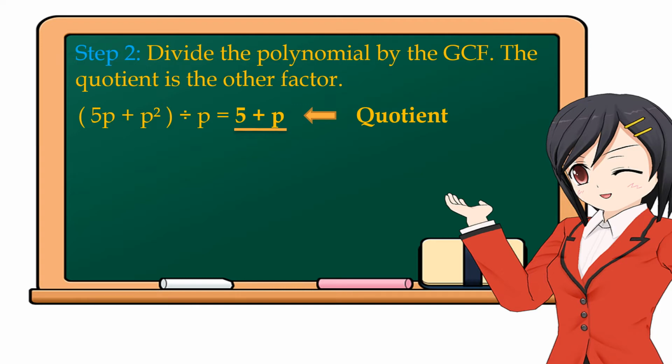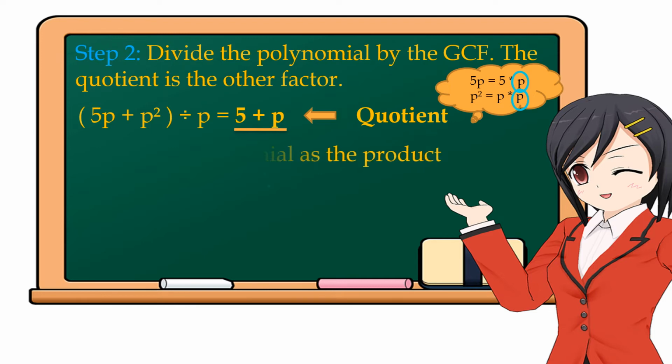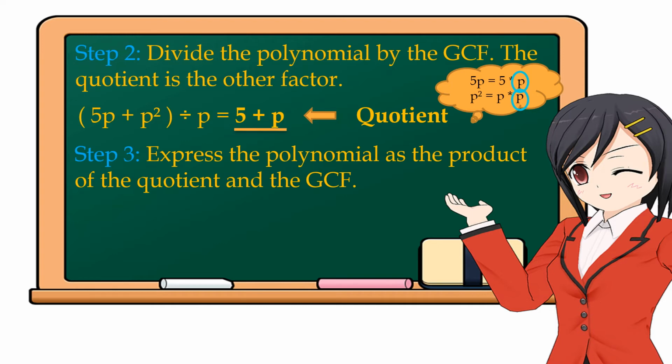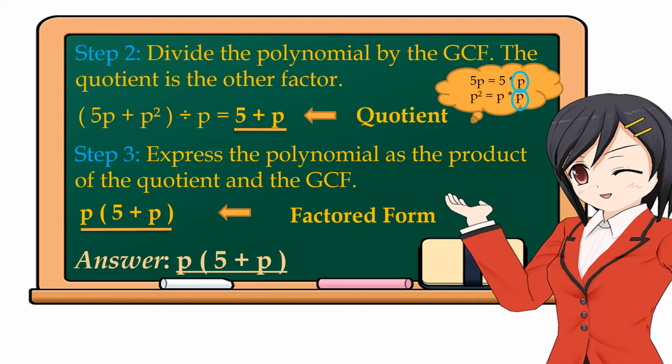If you don't know how to divide a polynomial by a monomial, you may go back to step number 1 and look for the remaining factors between 5p and p squared. The remaining factors should be our quotient, so 5 and p. Step 3, express the polynomial as the product of the quotient and the GCF. So p times the quantity 5 plus p is the factored form. So our final answer is p times the quantity 5 plus p.